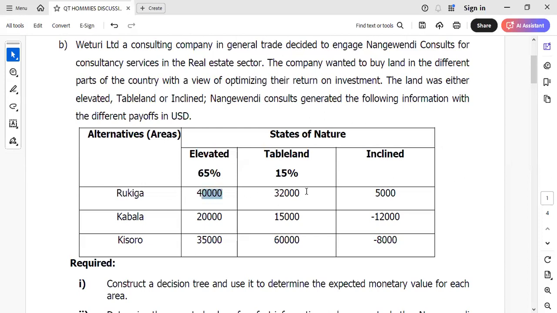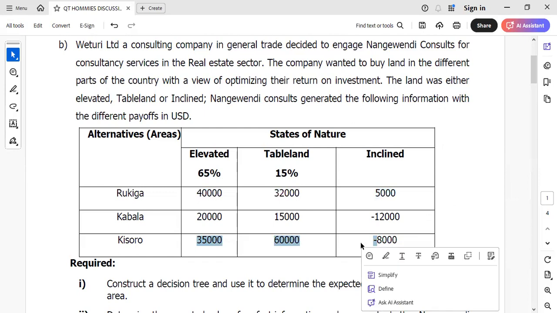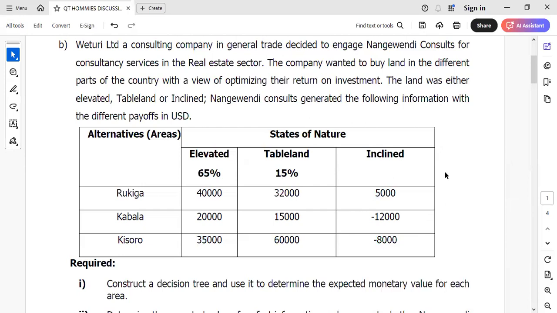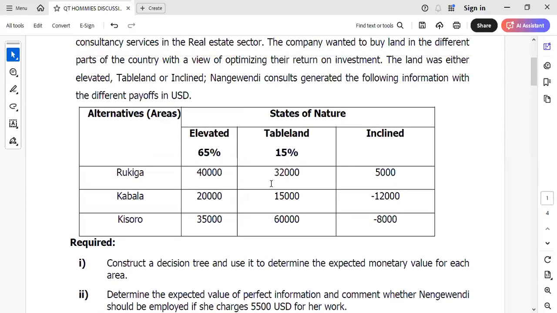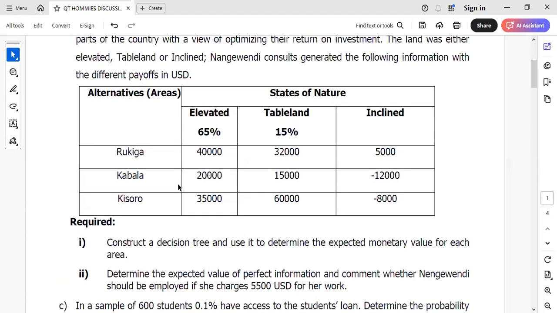Now add all the expected payoffs for Chiga, for Kabare, and for Soro. You'll be in a position to get the expected monetary value for each alternative. I believe when you meet that question, you will be in a position to pass.